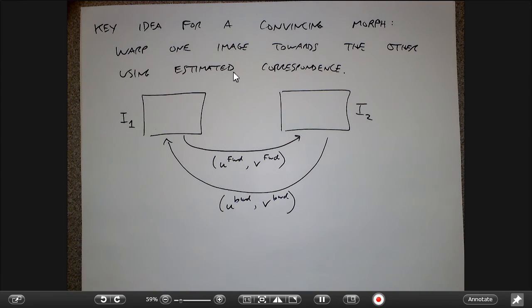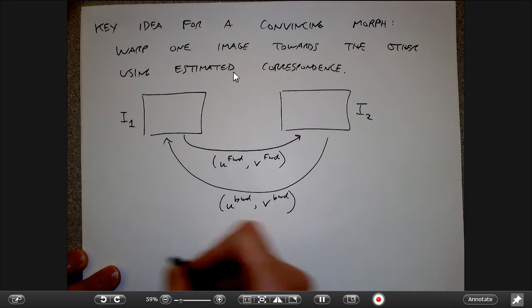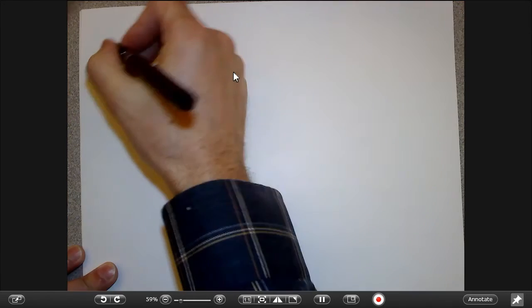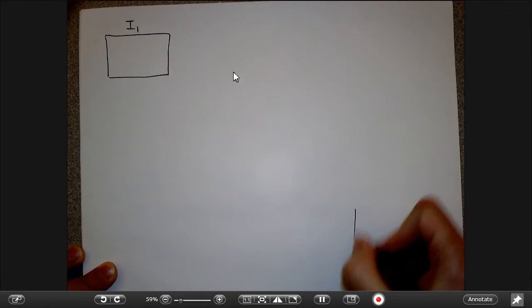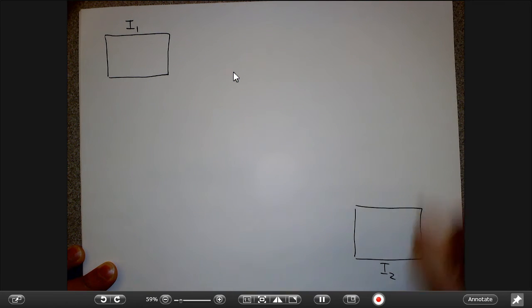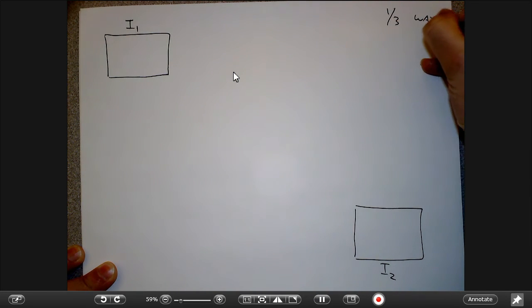Now, in theory, the forward and the backward optical flow fields should be basically negatives of each other if everything matches up, right? But in practice, that may not be exactly true, and we may want to allow for the possibility that these are not exactly inverses of each other. So I'm going to leave this general like this. And the idea would be that if I want to, say, go a third of the way from image 1 to image 2, I'm going to take image 1, and I'm going to have image 2 over here. And the goal is to make a third of the way morph, right?